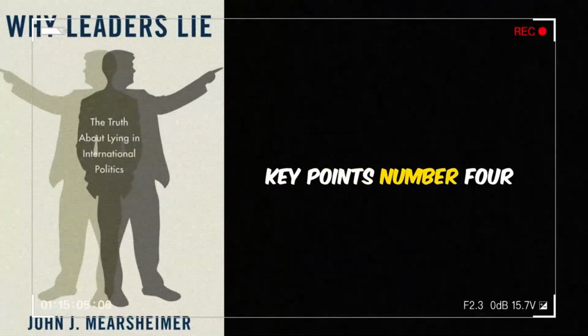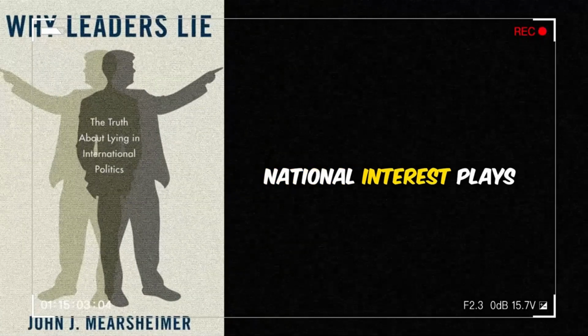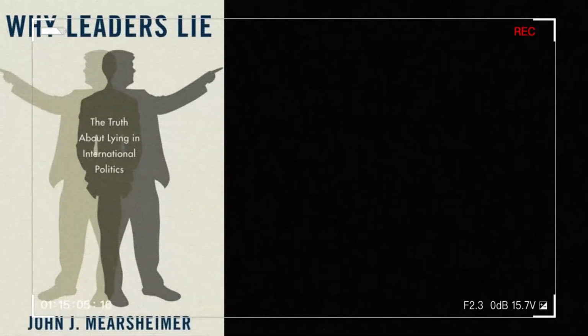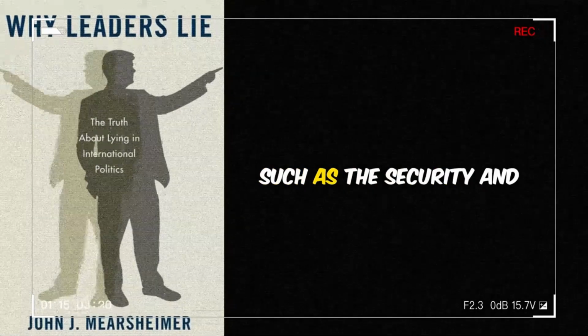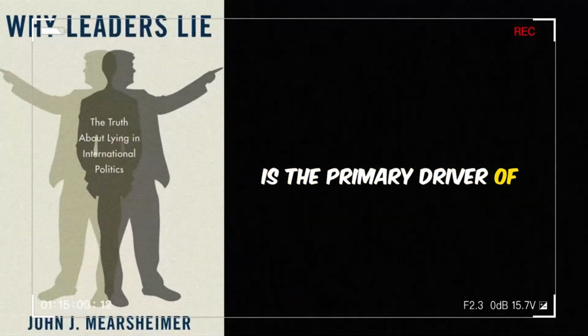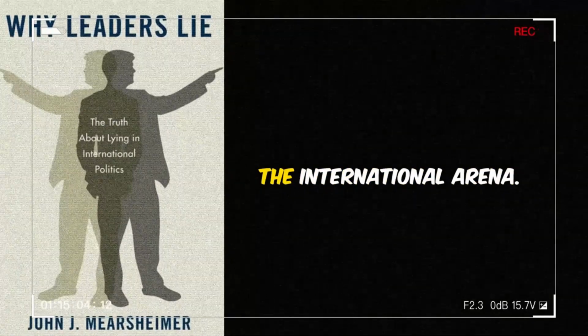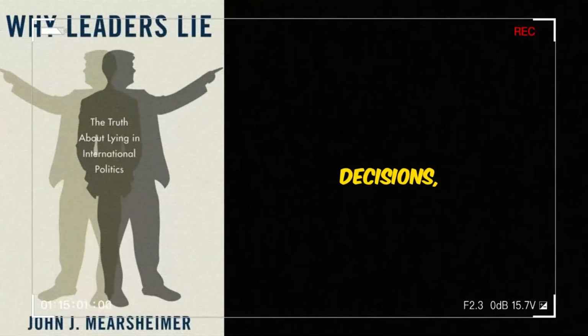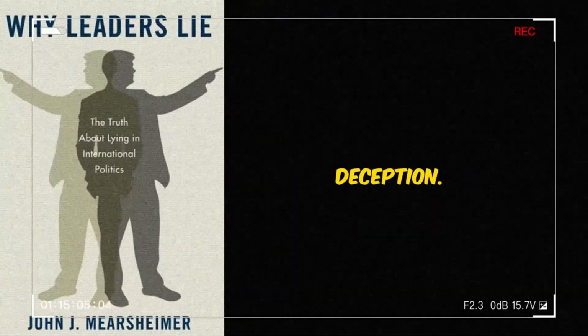Key point number 4. National interest plays a central role in shaping international behavior. National interest, such as the security and prosperity of a nation, is the primary driver of a country's actions in the international arena. Leaders prioritize these interests when making decisions, even if it involves deception.